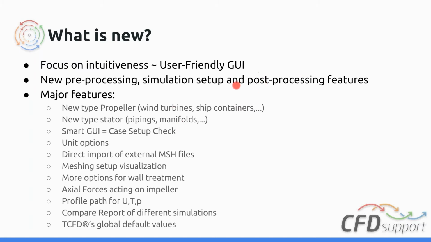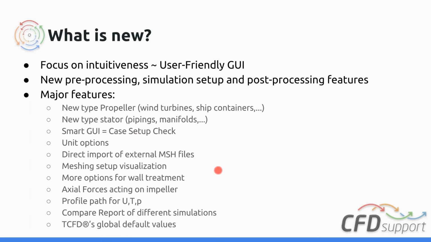And of course, we developed some post-processing features. For example, we added the axial force evaluation automatically to the report, and the profile path of velocities, temperatures, pressure and total pressure. So we will see this profile path automatically in the report at the end of the simulation. We have also developed a compare report, which is really useful, for example, for sensitivity studies to compare simulations for different meshes, different solver order, or different initial and boundary conditions. Okay, so this is the outline of today's technical part.